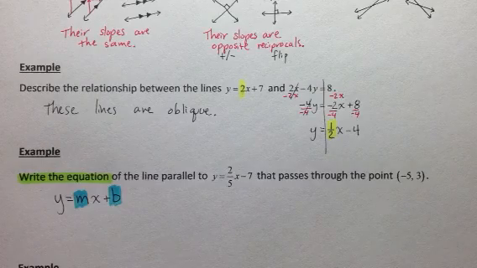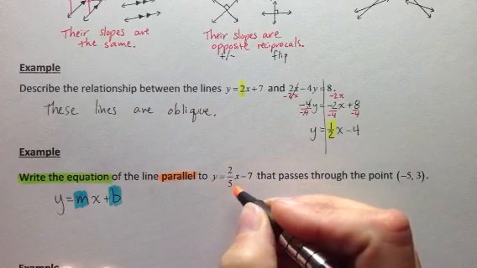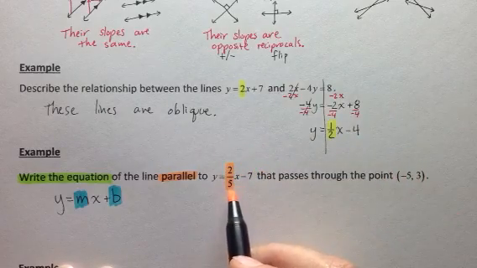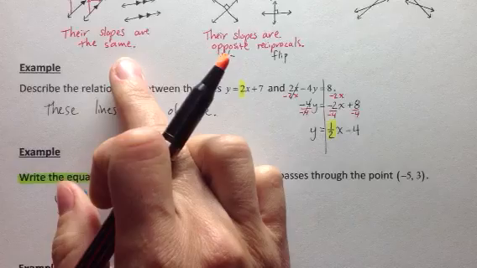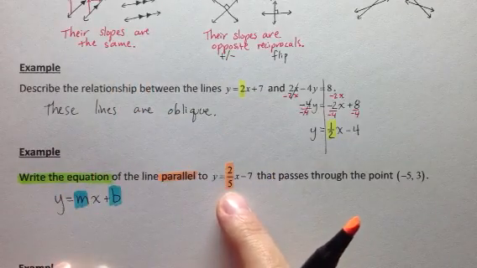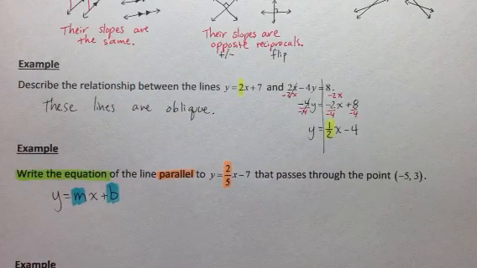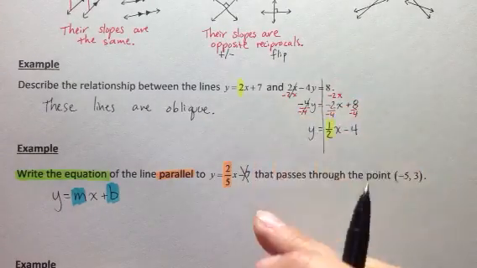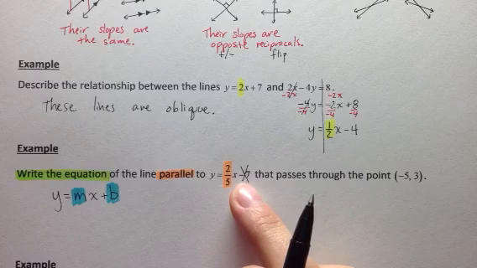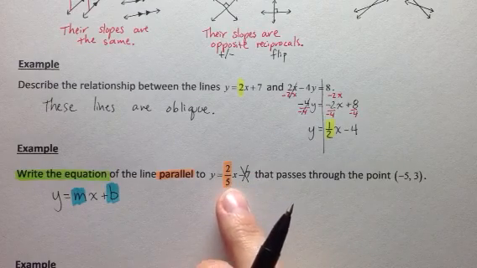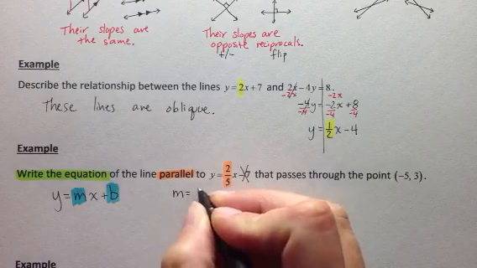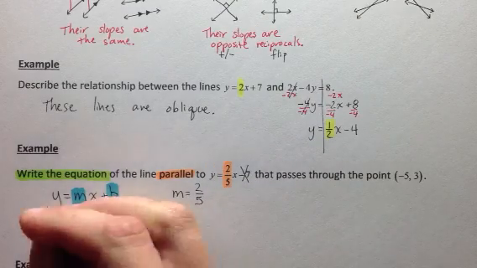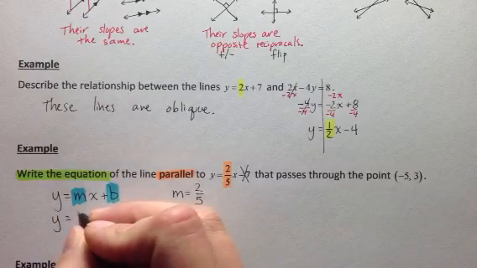Okay, so what other information did they give me? Well, here they gave me that it's parallel to this line. So the only thing I'm interested in this equation is the slope. Parallel lines, remember, have the same slope. So I'm going to use this slope right here. Now the most common mistake I see is students want to do something with this -7. The y-intercept doesn't have anything to do with the line that I'm trying to write the equation for. But the slope does, because if the line is parallel to this line, it's going to have the same slope. Alright? So I'm actually halfway to my answer.